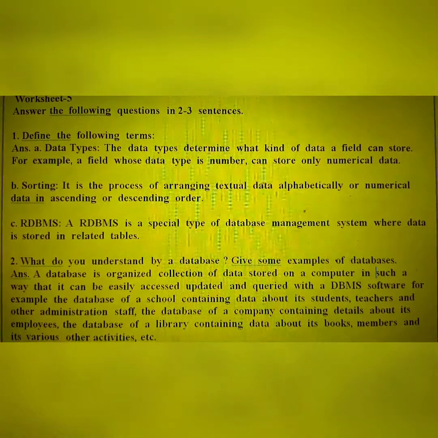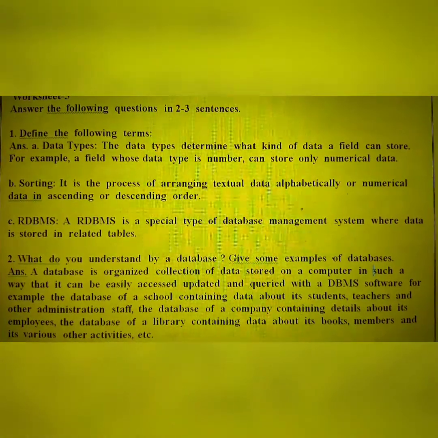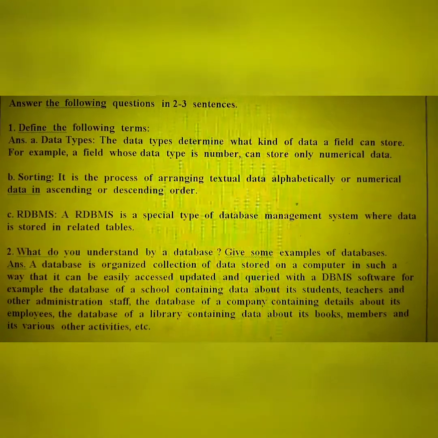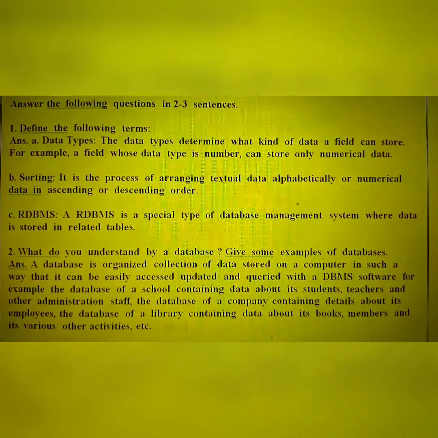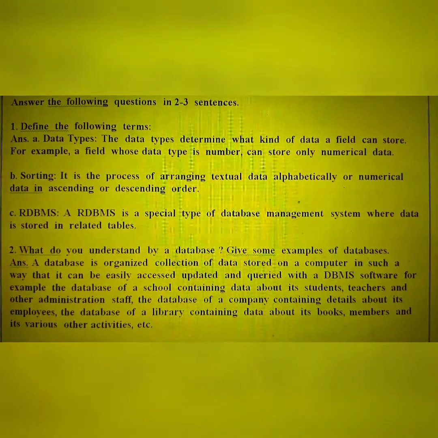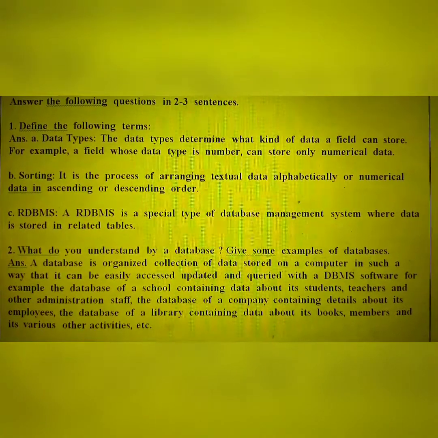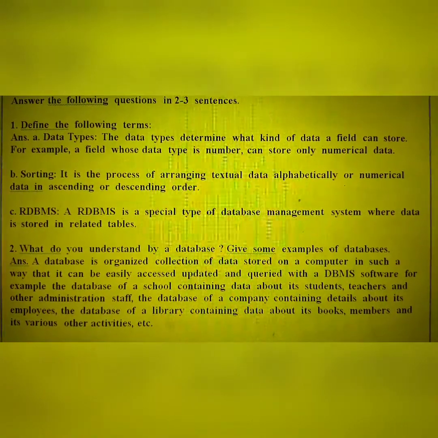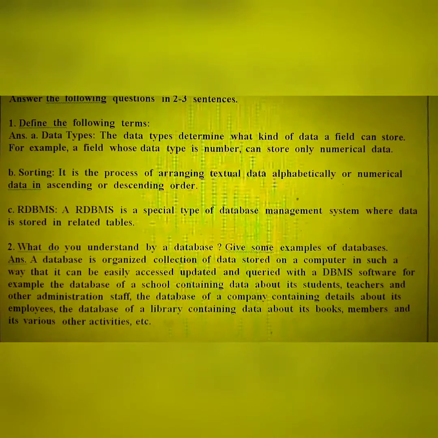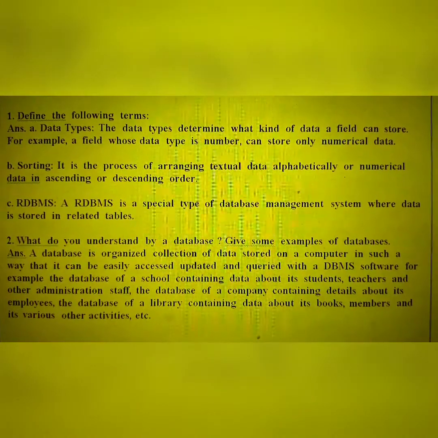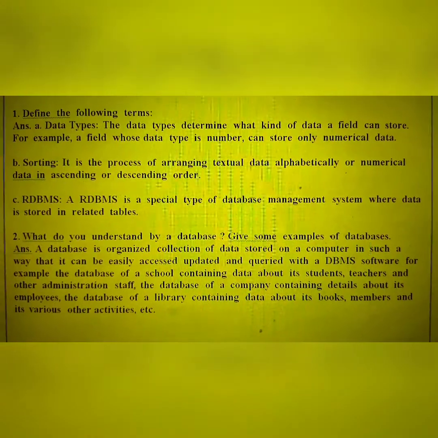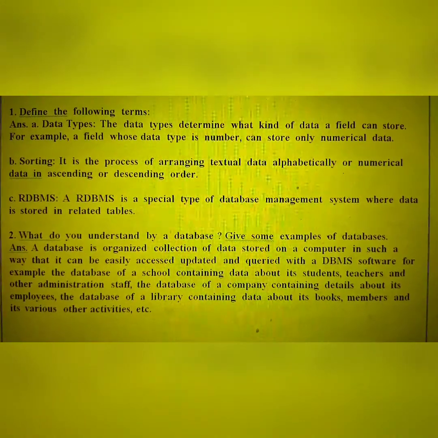So a data type. The data type determines what kind of data a field can store. For example, a field whose data type is number can store only numerical data. Second is sorting. It is the process of arranging textual data alphabetically or numerical data in ascending or descending order. Then C, RDBMS. So RDBMS is a special type of database management system where data is stored in related tables.